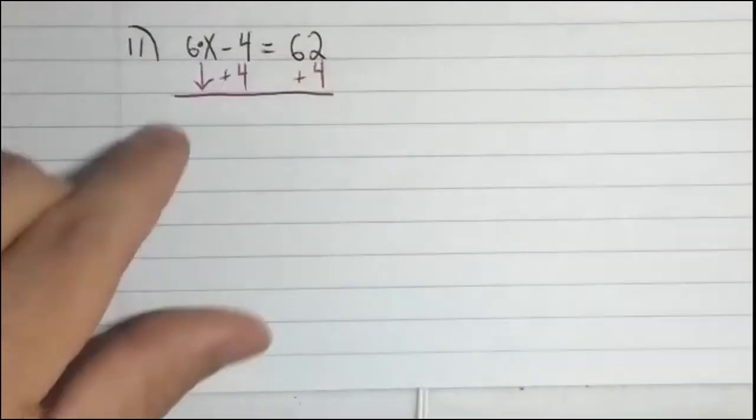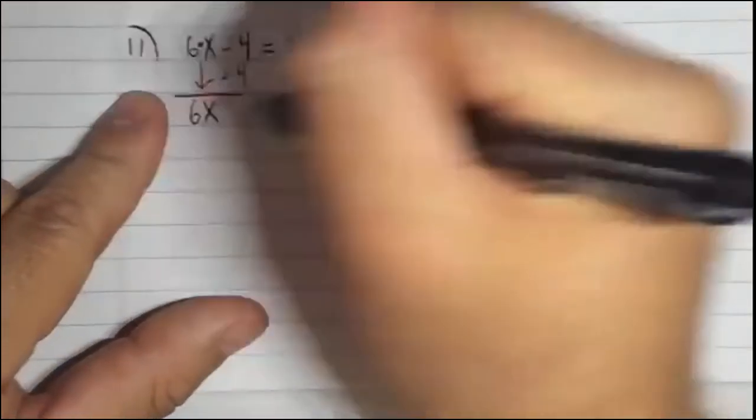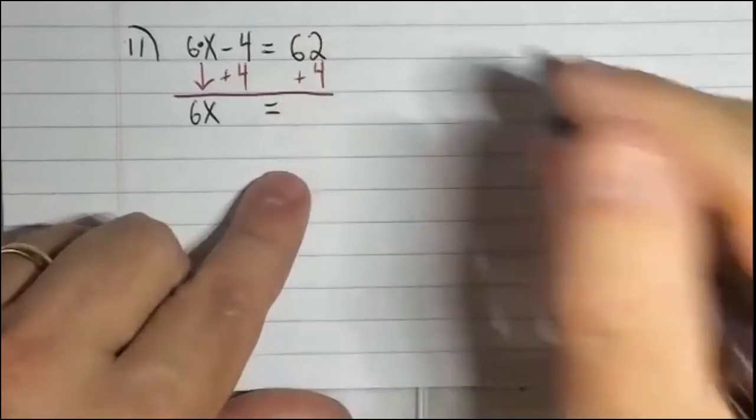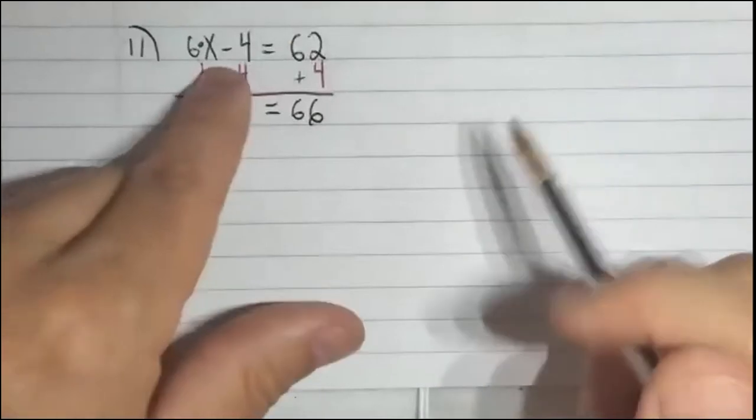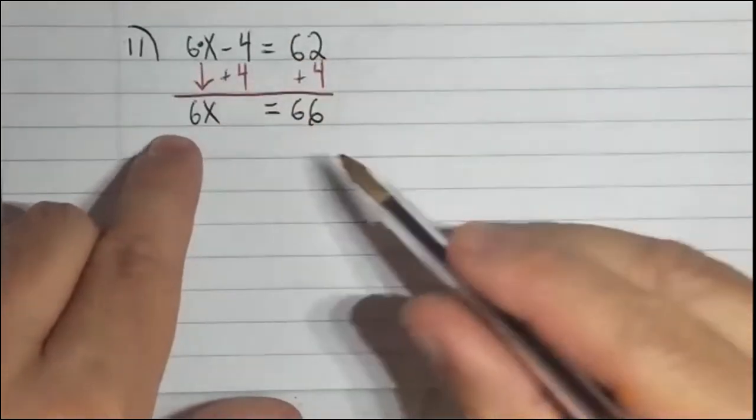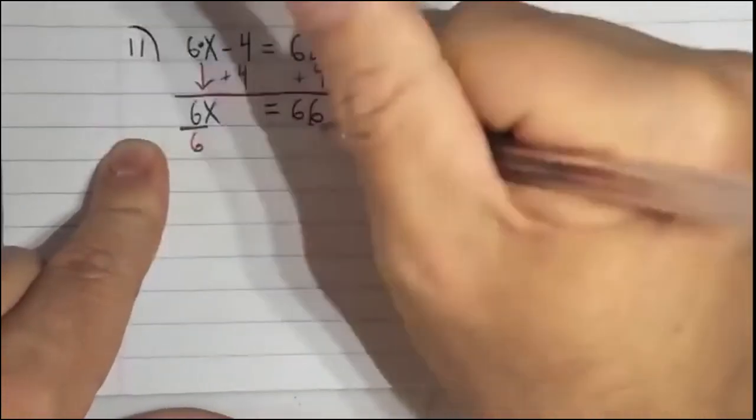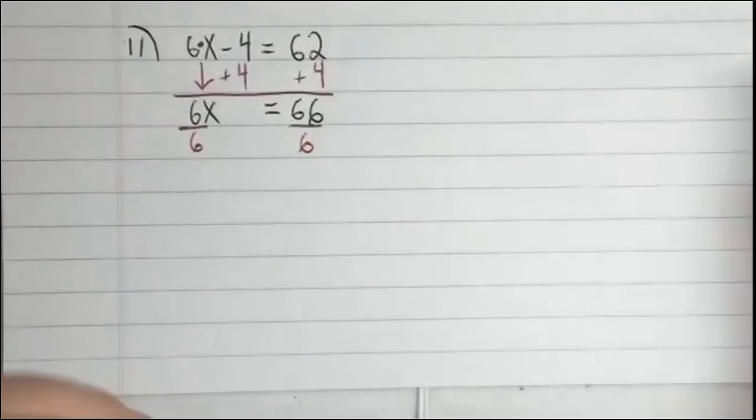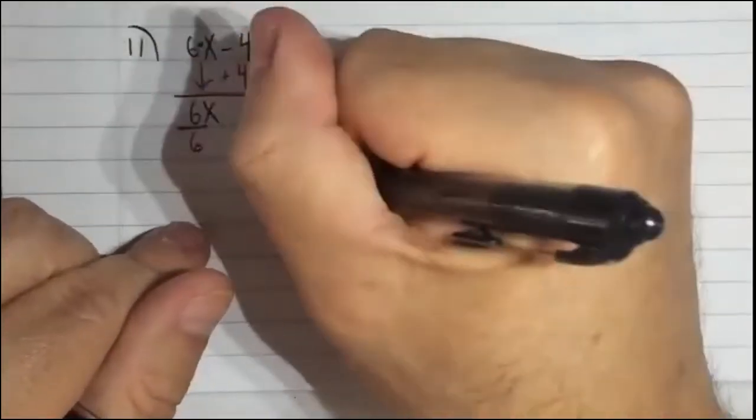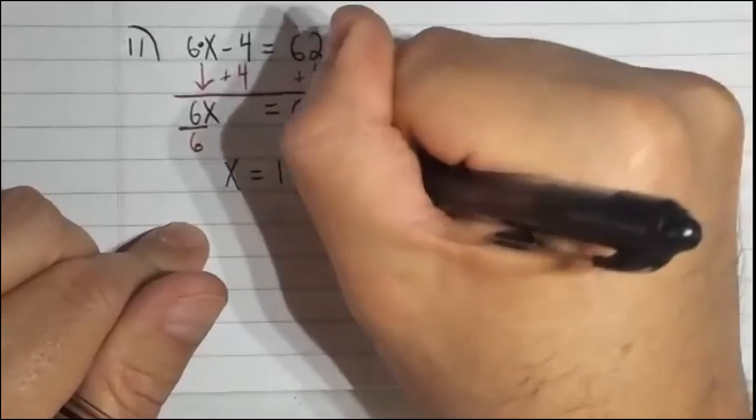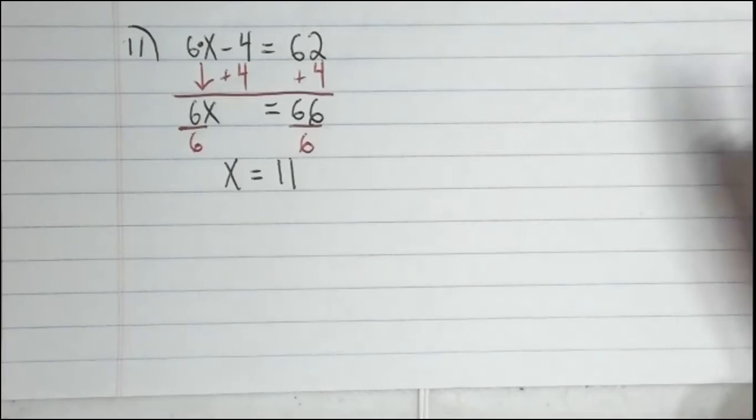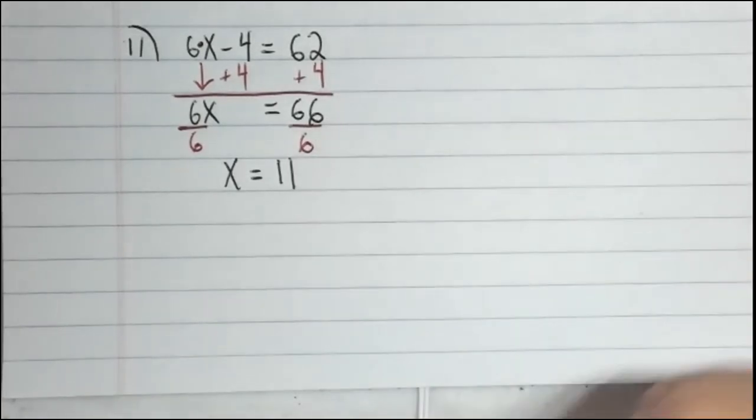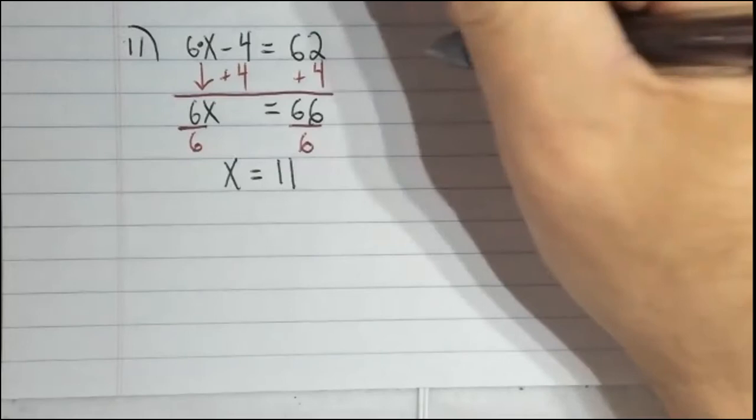And I'm just going to move 6x down. 62 plus 4 would give me a 66. All right, so plus 4 to both sides would be my first step. And then my second step and my last step is to get rid of the 6. To get rid of the 6, I must divide 6 to both sides. The 6s cancel out. I'm just going to get x equals 11. All right, 2-step algebra equation. Let's look at another 2-stepper.